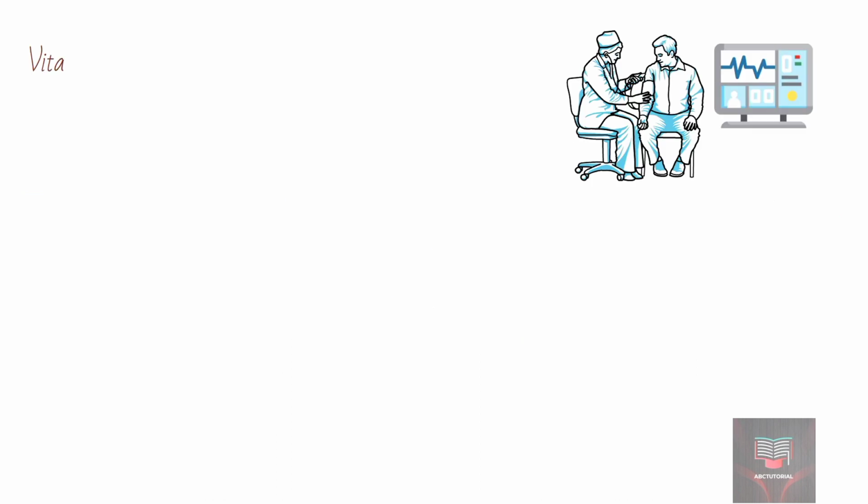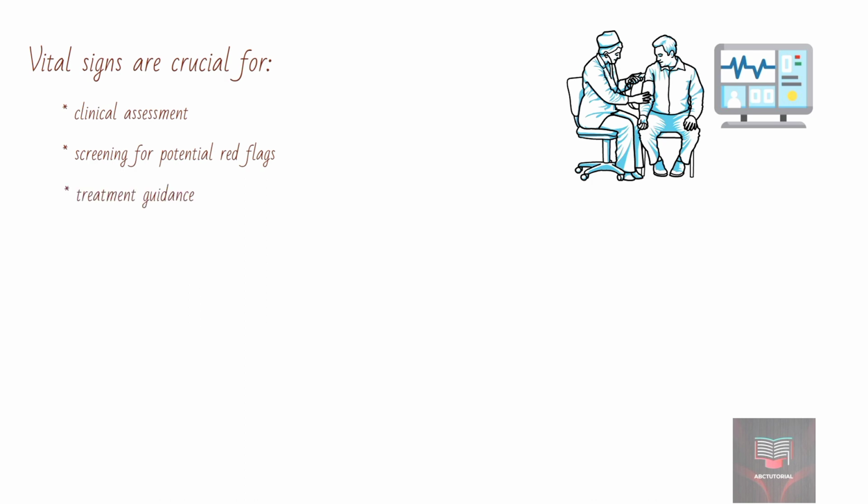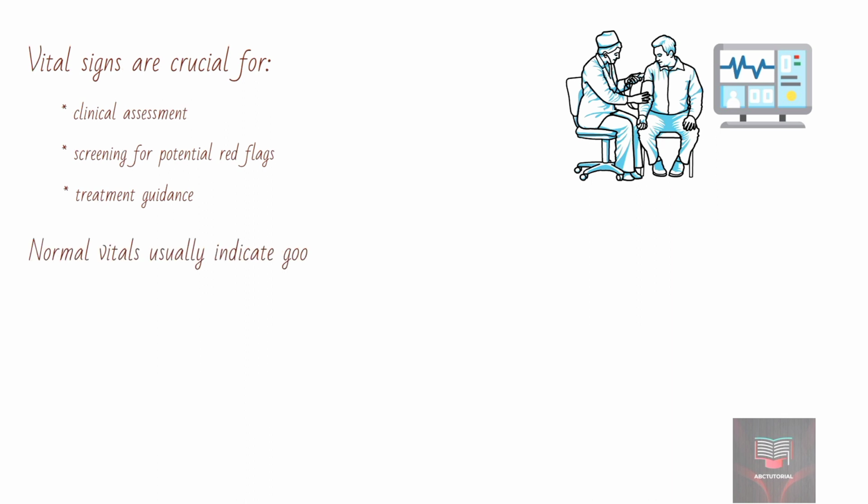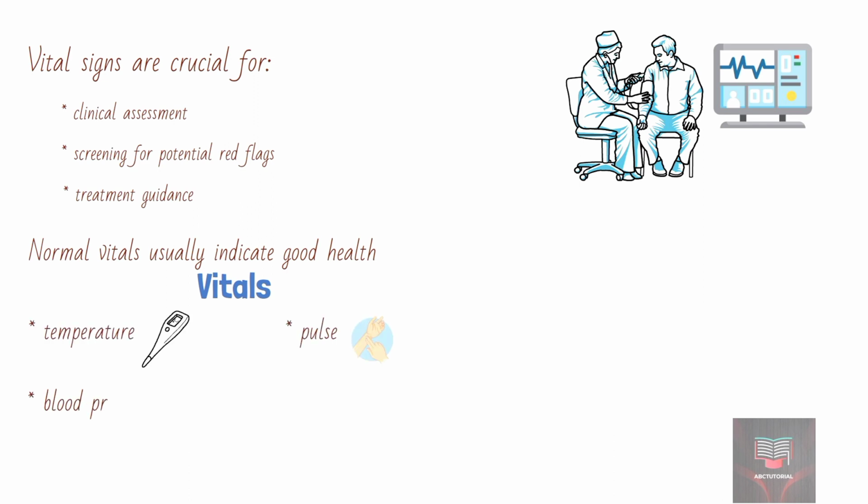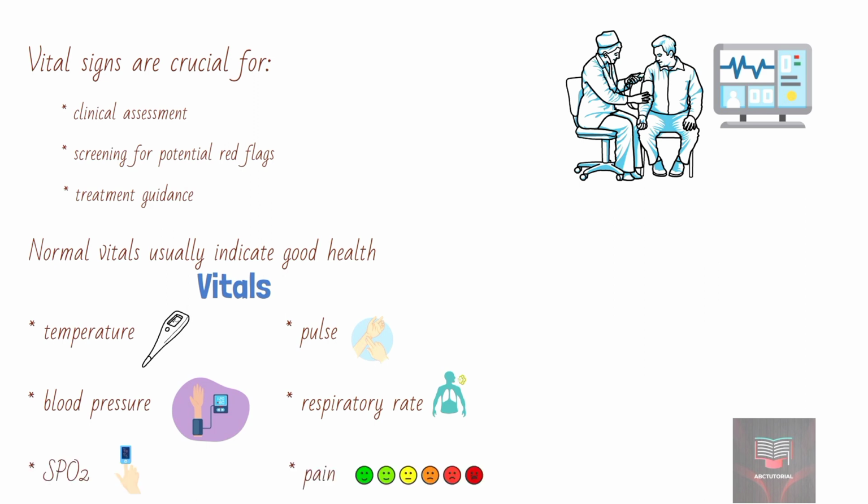Vital sign measurements are a crucial aspect of clinical assessment, screening for potential red flags and to guide treatment of patients. Vital signs are indicators of a patient's health conditions, and normal measurements usually provide assurance of good health. Vital signs consist of temperature, pulse rate, blood pressure, and respiratory rate. Sometimes, parameters such as blood oxygen saturation and pain may be added as vital signs.